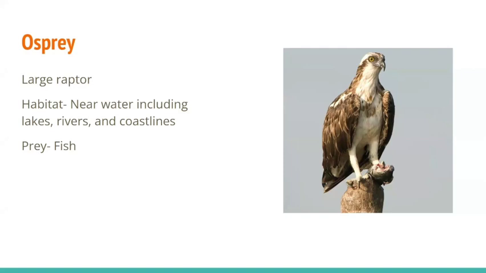Their habitat is really anywhere near water, and that's lakes, rivers, coastlines, salt or freshwater. They're pretty well adapted to just about every marine environment. And their prey is fish. As you can see from those huge talons, they have adapted pretty well to just catching fish.